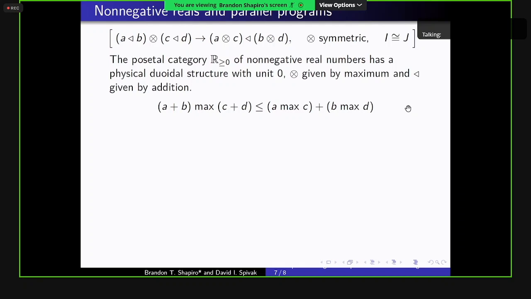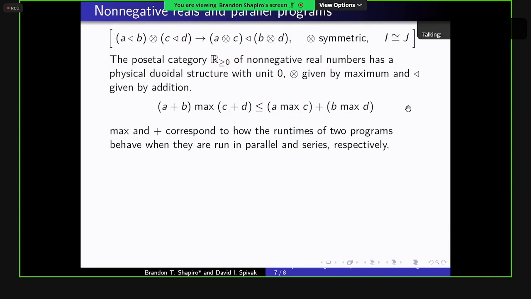And what I like about this example is that it connects up with the runtimes of programs. So if you have 2 programs, each of which takes a certain amount of time to run, and you run them in parallel to each other, then the runtime, if you're doing this efficiently, of the 2 of them together will be the maximum. They're running at the same time, so it's just whichever one takes longer. That's how long the whole thing takes. But if you run them in series, one after the other, then you've got to add up the runtimes.